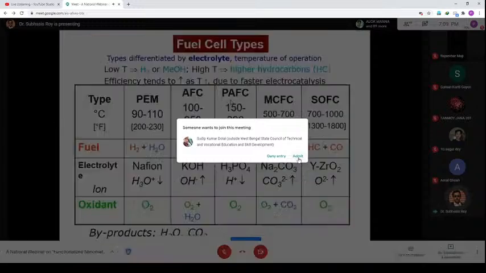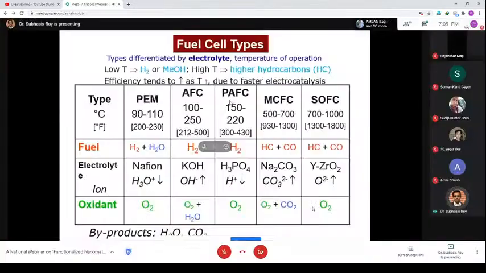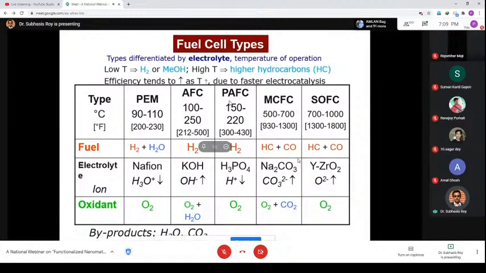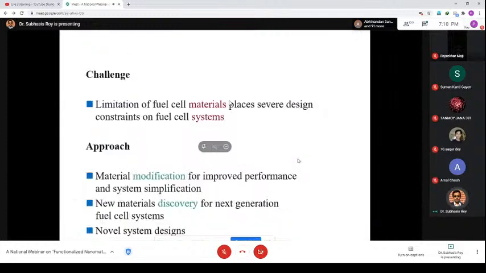So here, if you observe, there are different types of fuel cells, defined by the membrane they use: AFC, PAFC, MCFC, SOFC. But among all the fuel cells, the proton exchange membrane fuel cell is very important because it works at room temperature and is also low cost. But in this fuel cell also, we use the Nafion membrane, which is very costly.